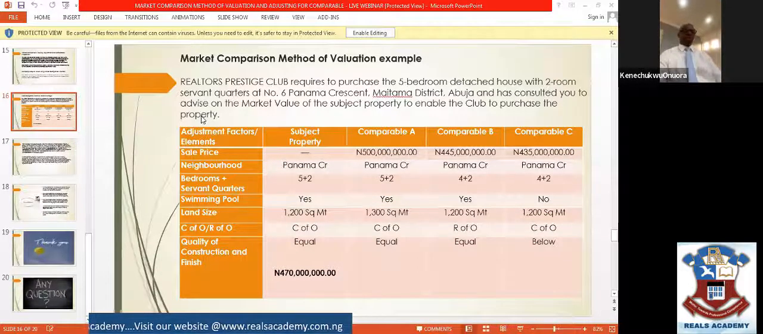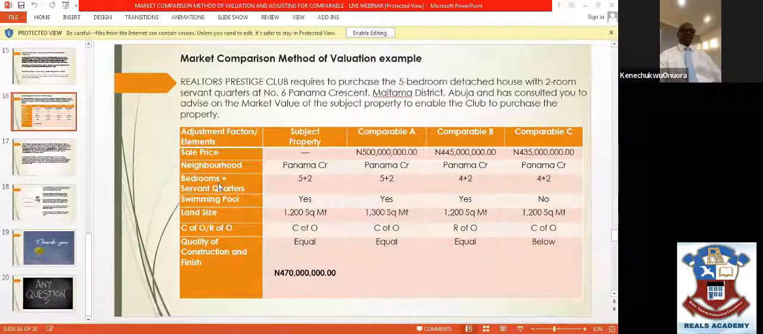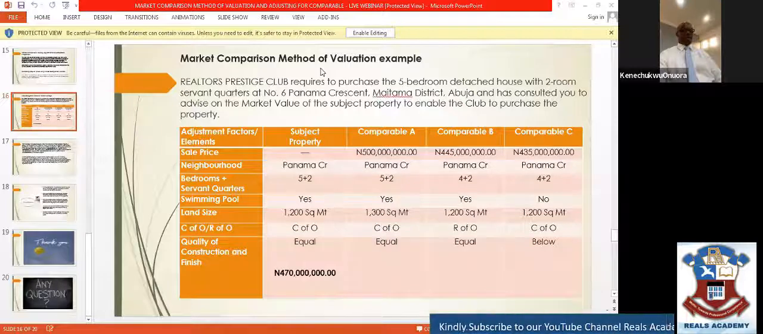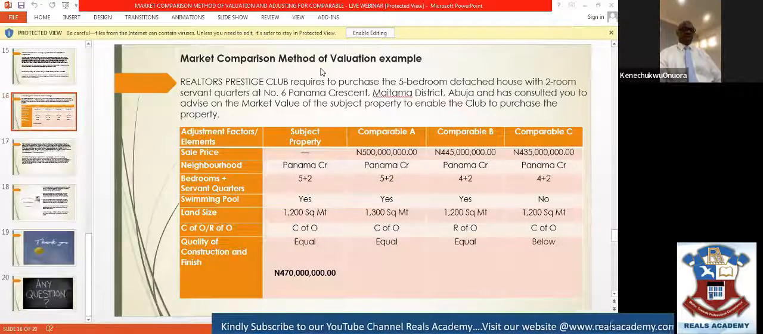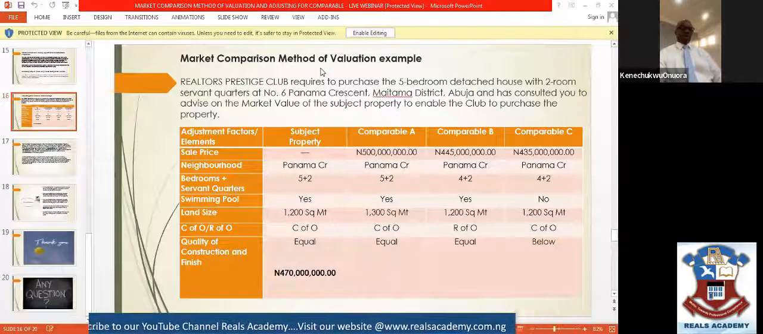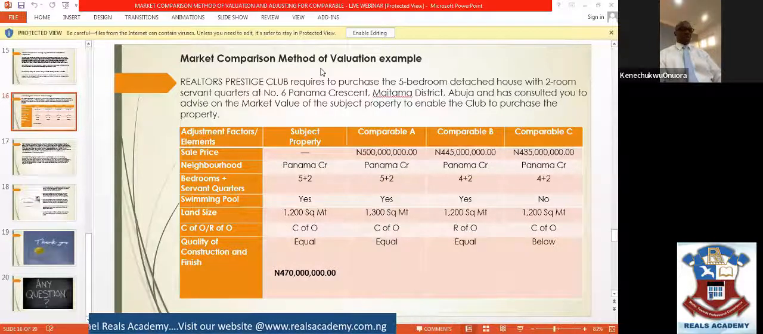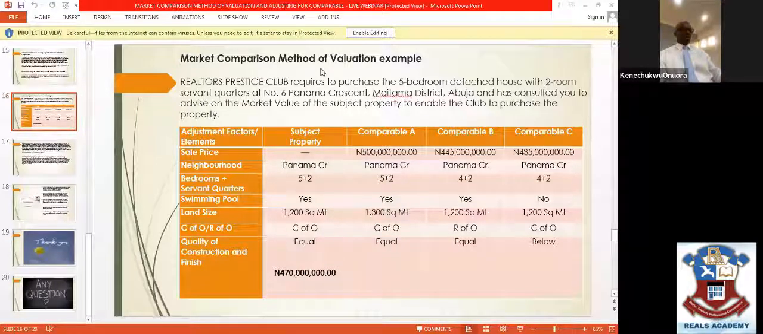Then we go to comparable C. The property was sold for 435 million, Panama Crescent. How many bedrooms? 4 bedrooms. How many BQ? 2 rooms BQ. Does it have a swimming pool? No. What is the land size? 1,200 square meters. Does it have C of O? Yes. And the quality of construction? It is below the subject property.